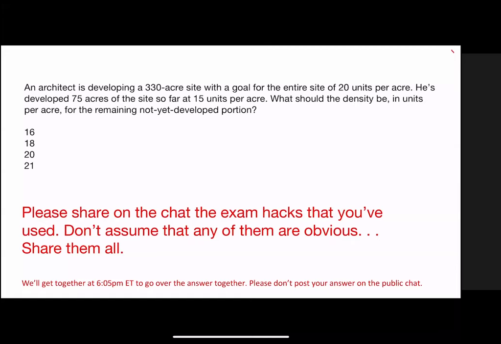An architect is developing a 330-acre site with a goal for the entire site of 20 units per acre. He's developed 75 acres of the site so far at 15 units per acre. What should the density be in units per acre for the remaining not yet developed portion? You have a choice: 16, 18, 20, or 21. The correct answer is 21. More on that in a little bit.